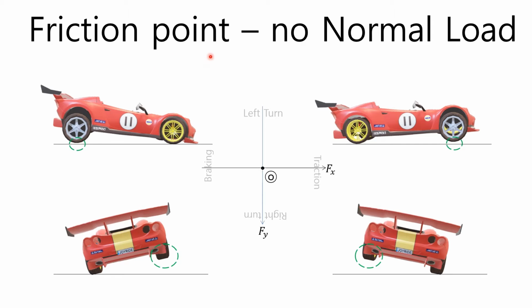In addition, the vertical load becomes zero when the inner wheel is off the ground due to the increased centripetal force during cornering. When the wheel is off the ground, the vertical load becomes zero, so the frictional force of the corresponding wheel becomes zero, so it becomes a friction point that means zero friction force. In the friction point state, all vehicle operations such as steering, braking, and acceleration are impossible.